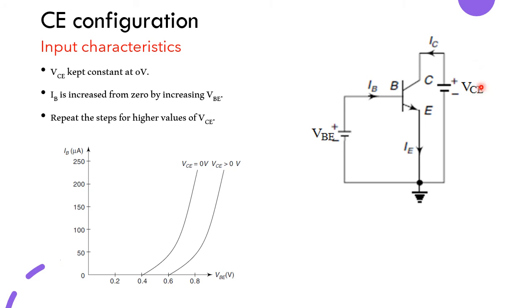Now in order to draw the input characteristics, it is drawn between VBE versus IB for a fixed value of VCE. Here you notice the difference. VCE is 0 volt. Here the waveform shifts to the right side when VCE is increased. That's the difference which occurs in CE configuration.